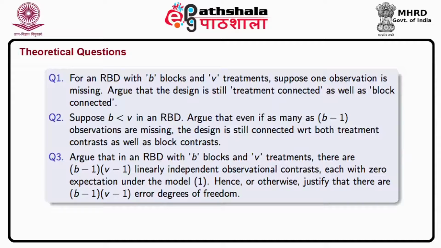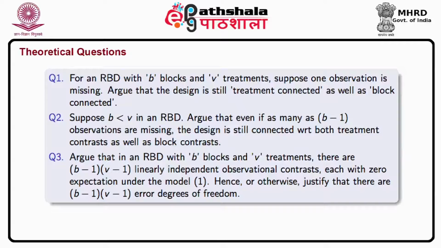And question number 3 says, argue that in an RBD with B blocks and V treatments, there are B minus 1 times V minus 1 linearly independent observational contrasts, each with zero expectation under the stipulated model of an RBD, hence or otherwise justify that there are B minus 1 into V minus 1 error degrees of freedom. If you see the ANOVA table for RBD as was shown by Sagorika, it says error degree of freedom, so error as source of variation, degree of freedom B minus 1 times V minus 1. So you start wondering where it is coming from.